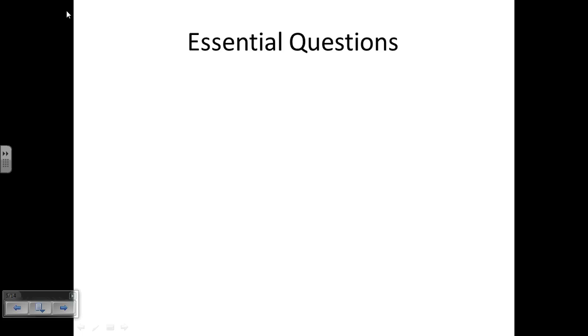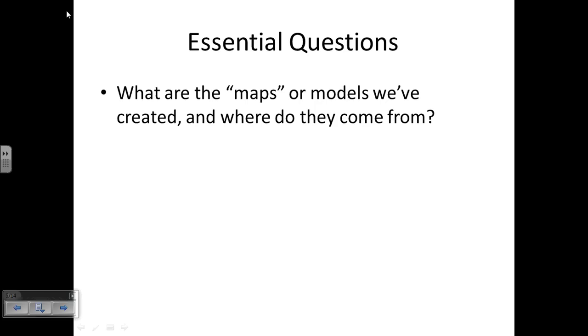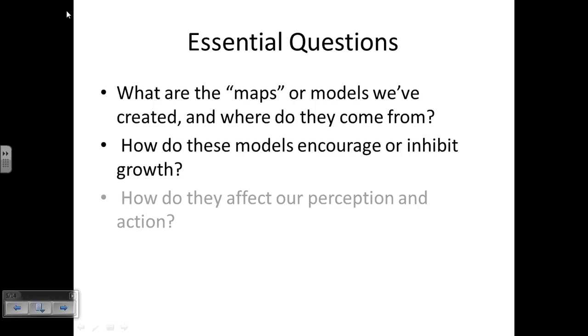Essential questions include, these are the essential questions of the class, so you can just go back to them, right? What are the maps or models we've created? Where do they come from? So where do the kids on the island have any sort of models of how they see the world? How do these models encourage or inhibit growth? How do they affect our perception and action? And how do they change, right?